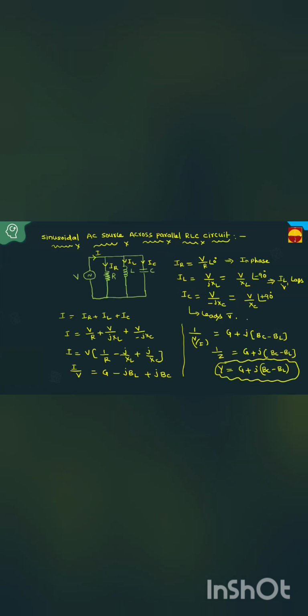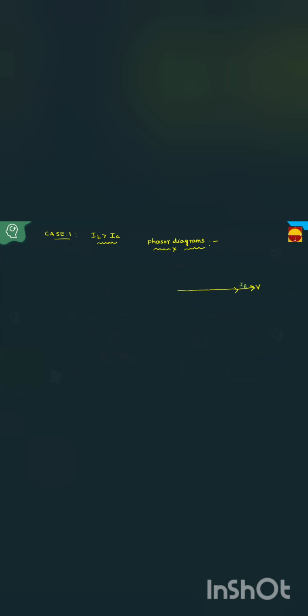We know IL lags, IC leads. Correct? Then IL is lagging by an angle of 90 degrees. But here we are assuming that IL is greater than IC. The IL vector is more, this is IL. IC is less, so you have to take the small vector. Then this is 90, this also 90. Then what is the resultant? The resultant is on the large vector side. This is IL minus IC.